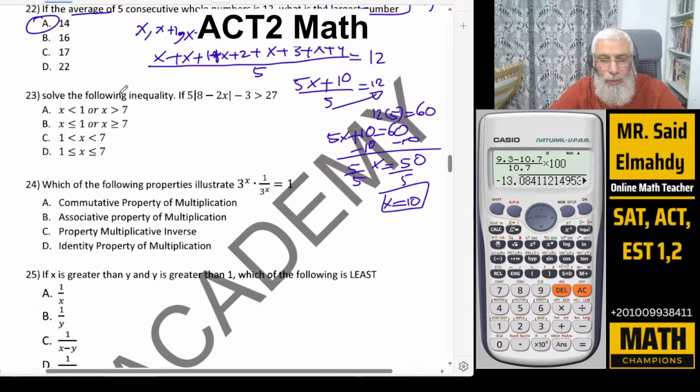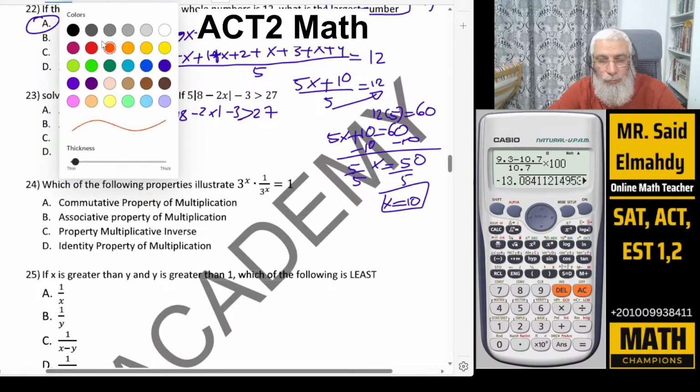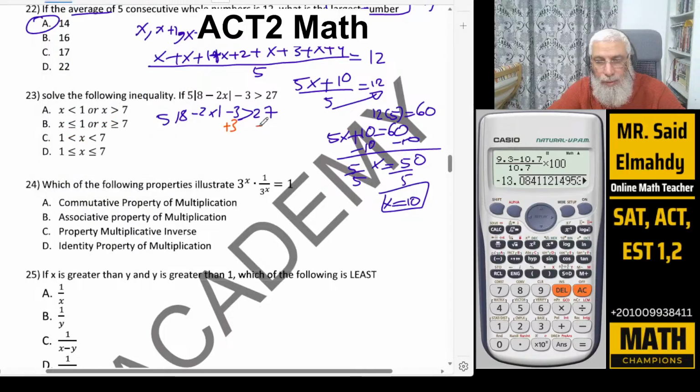Solve the following inequality: 5 absolute value of 8 minus 2x, minus 3, greater than 27. So to move negative 3, we add 3. So 5 absolute value of 8 minus 2x greater than 30, divided by 5, divided by 5. Absolute value of 8 minus 2x is greater than 6.